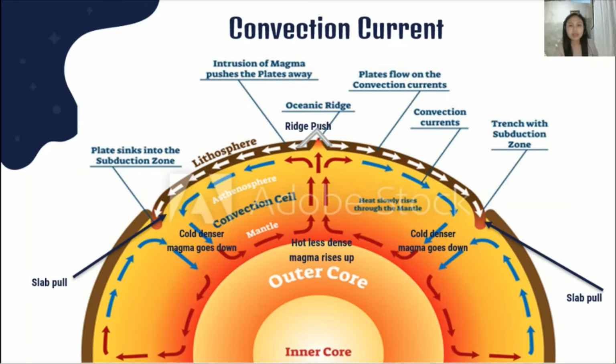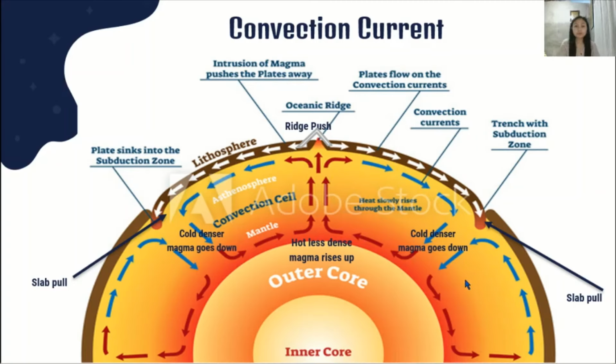So that is the convection current. First, hot, less dense magma will rise up. And then when it reaches the upper mantle, it will lose its energy, cool down, and go down. Then when it reaches the lower mantle again, it will absorb energy again from the core. It will become hot and less dense again, and it will rise again here. So as you can see, we have convection cells.